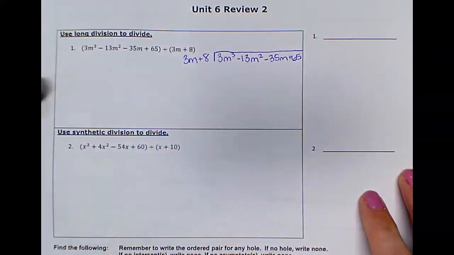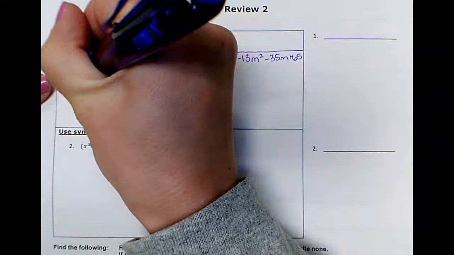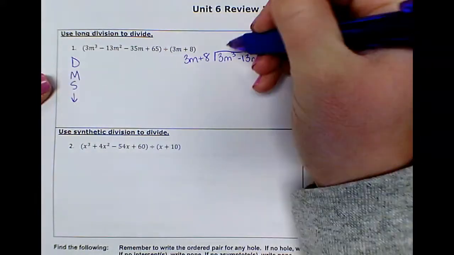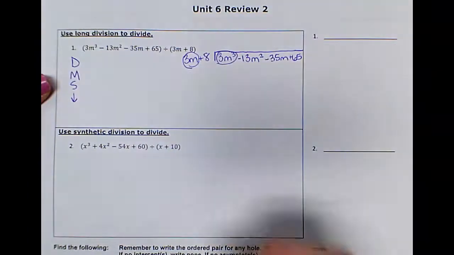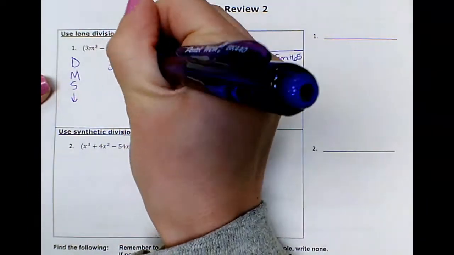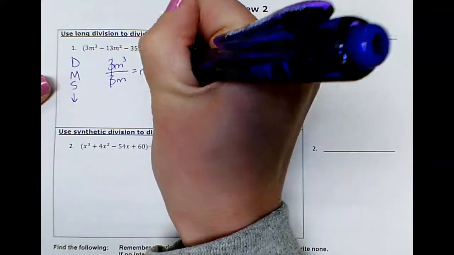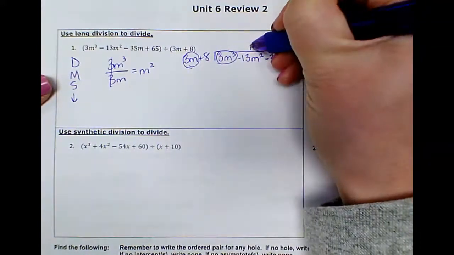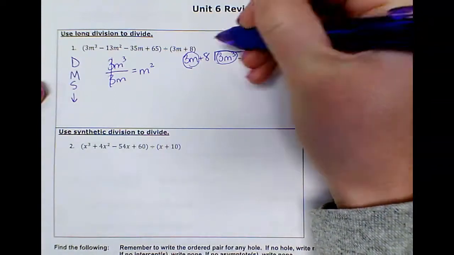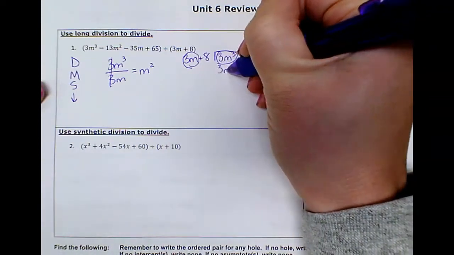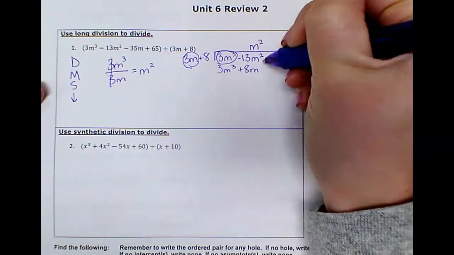When I go through my long division steps, they are divide, multiply, subtract, and bring down. And when I divide, I just divide the first terms in my polynomials. So 3m cubed divided by 3m is m squared. So m squared will go above the m squared term. When I multiply, I distribute. M squared times 3m is 3m cubed. M squared times 8 is plus 8m squared.